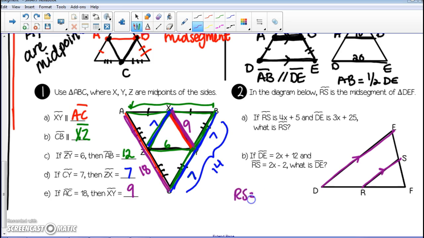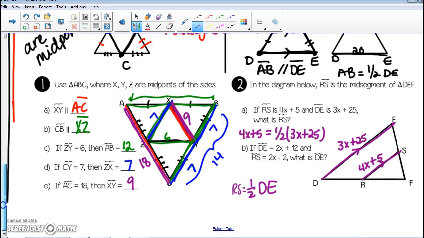So RS is half as much as DE. That's our formula. So it tells you on this first problem that RS is 4x plus 5 and DE is 3x plus 25. What is RS? So that means we have to find x. So again, RS is half as much as DE. So RS is 4x plus 5, and that is half as much of DE, which is 3x plus 25.